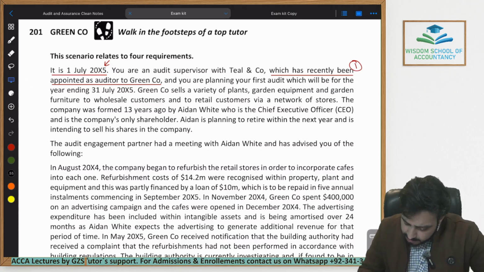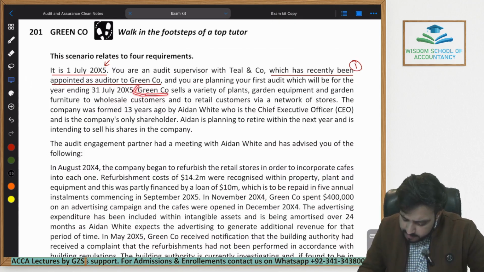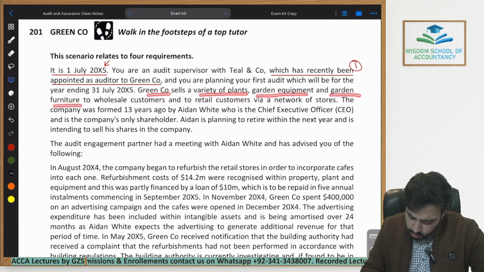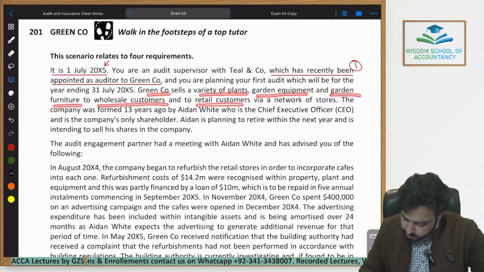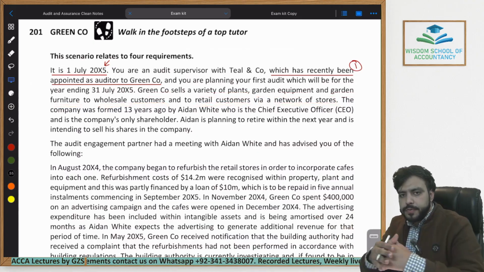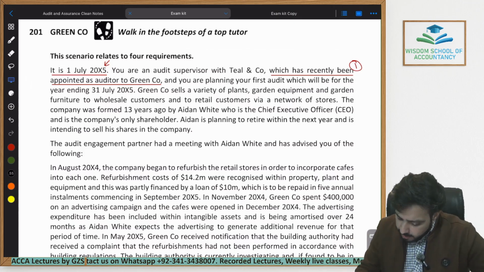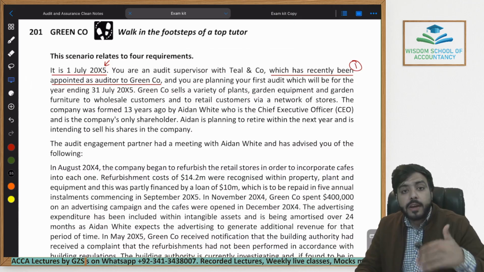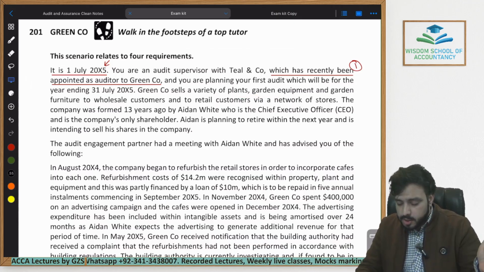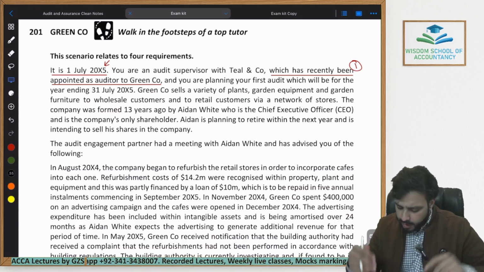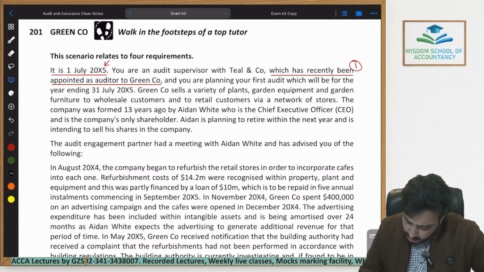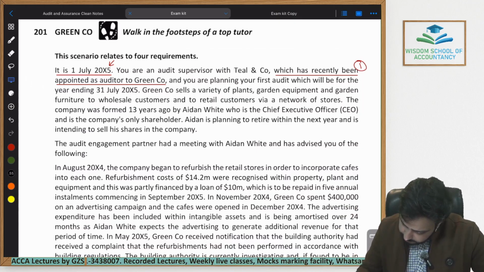So, Green Corporation. Now, further on, the examiner is telling us what is the business of this company. Green Corporation sells a variety of plants, garden equipment, and garden furniture to wholesale customers and to retail customers as well via network of stores. So basically, they have different stores within different cities in the country that they do business in, and within these stores, they sell garden equipment, plants, and outside furniture to a variety of different types of customers. Okay, they have a great business.